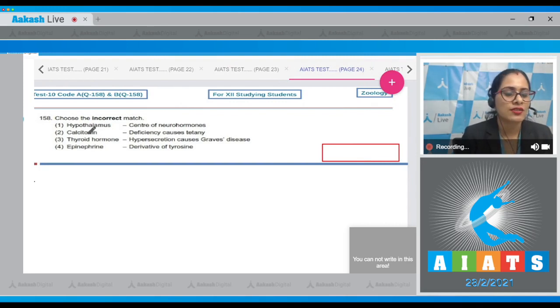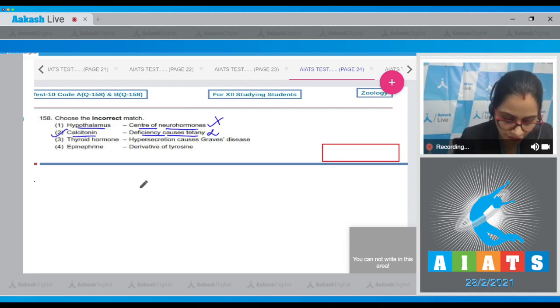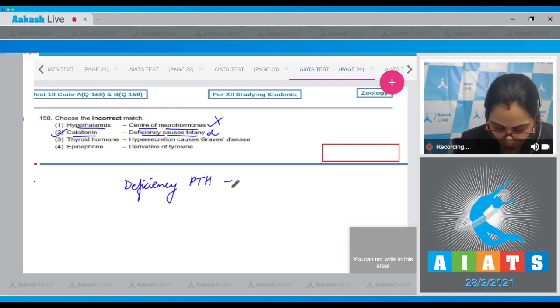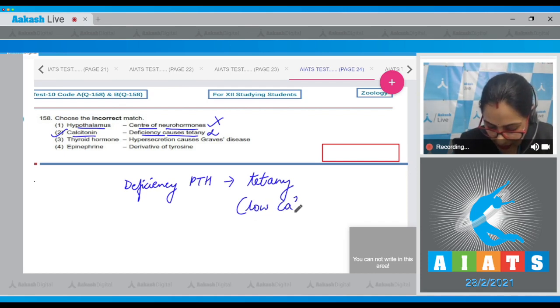Choose the incorrect match. The very first match says hypothalamus and the match is center of neurohormones. As it is a correct match, this cannot be a correct answer to our question. Option number 2, calcitonin, and the match given is deficiency causes tetany, and this is an incorrect match and is a correct answer to our question because the deficiency of PTH or parathyroid hormone causes tetany, as it causes low blood calcium levels.